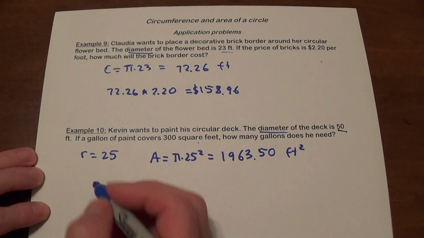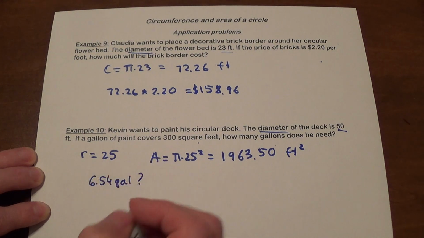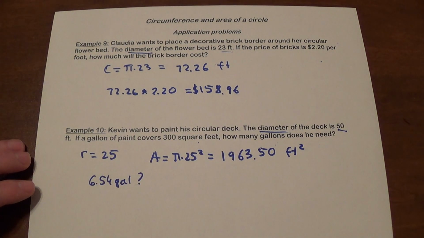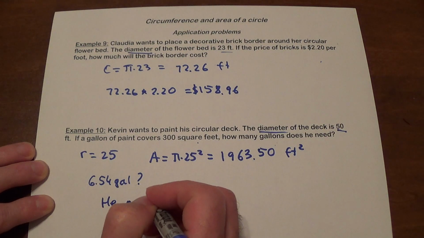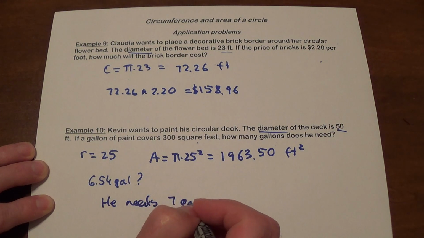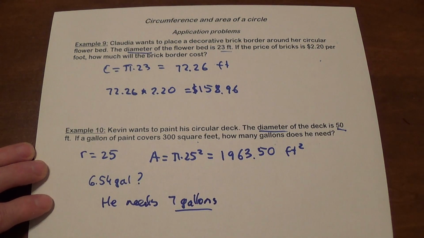But the problem is, we cannot actually buy 6.54 gallons of paint. It is only sold in gallons, which means we're going to have to buy 7 gallons. So he needs 7 gallons. Okay, and that is it.